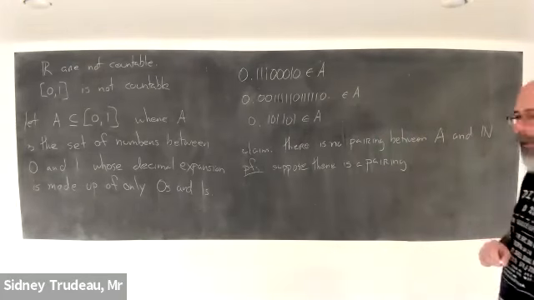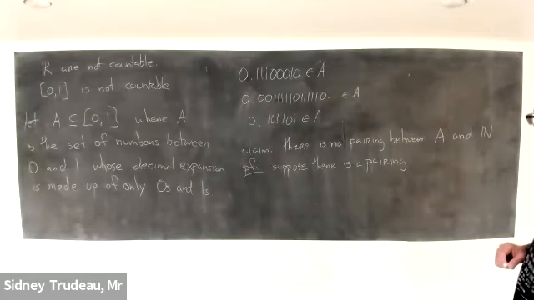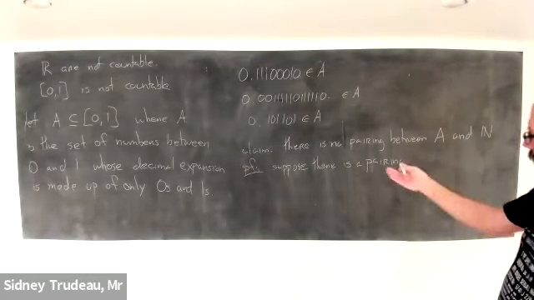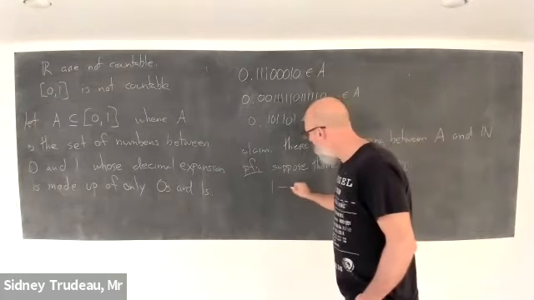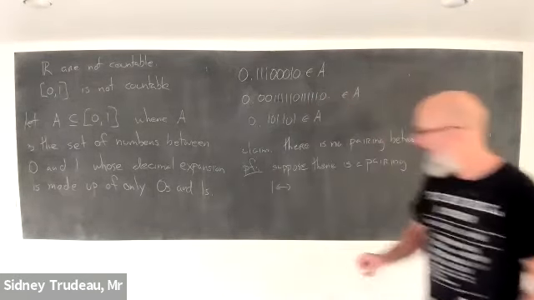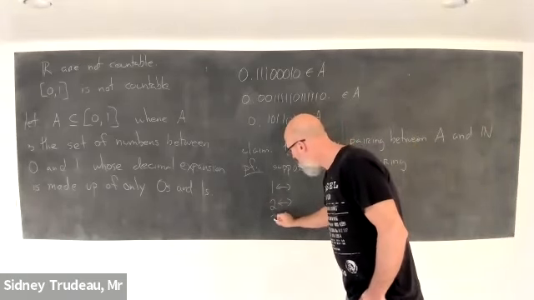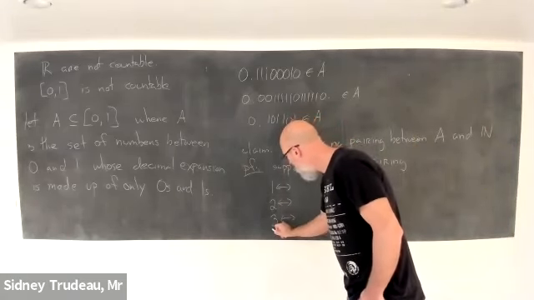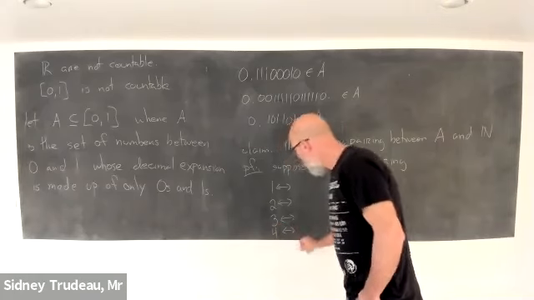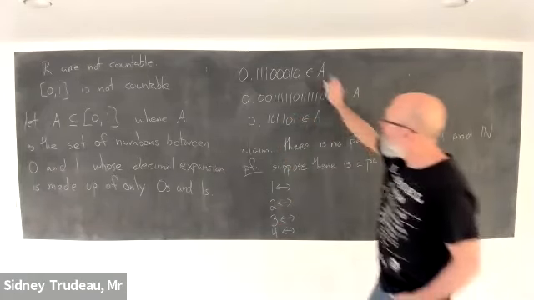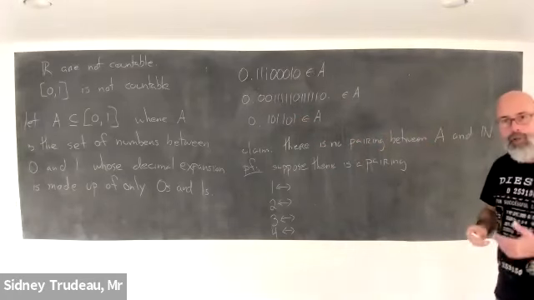Suppose we have a pairing. Then there's a number associated to 1, and there's a number associated to 2, and there's a number associated to 3. Which number of A is associated to 1?